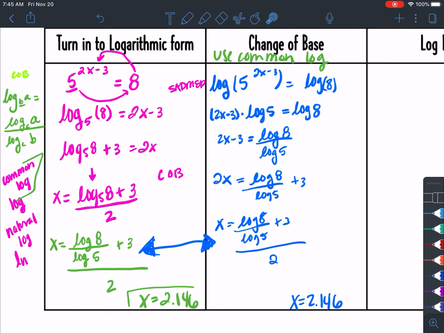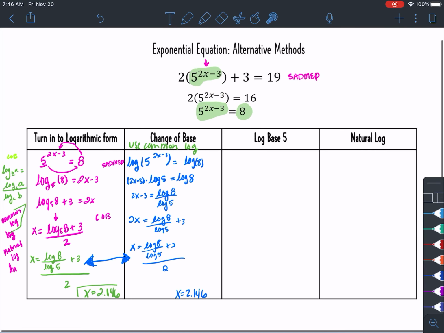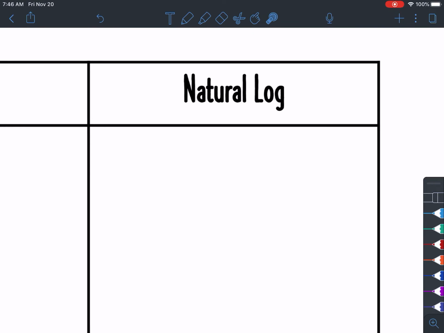Here, we put it into logarithmic form and then had to use the change of base formula to get here. For this one, we took the log of both sides, and when we solved it out, we got to something that looked like the change of base formula. So keeping this in mind, we're going to do a very similar method, but we're going to use it with the natural log.